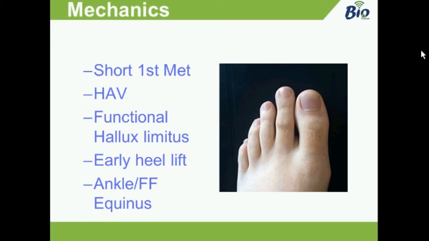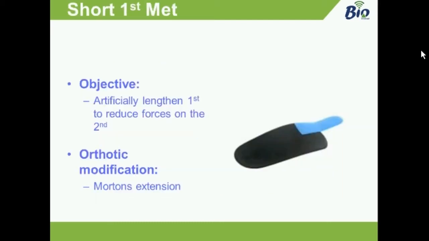I need to also add that we don't want to forget about systemic causes. So, as I say, always think about rheumatoid disease, ligament laxity, neuromuscular disease. And I haven't really touched on differential diagnoses in this presentation, but you always need to be aware and consider those things as well.